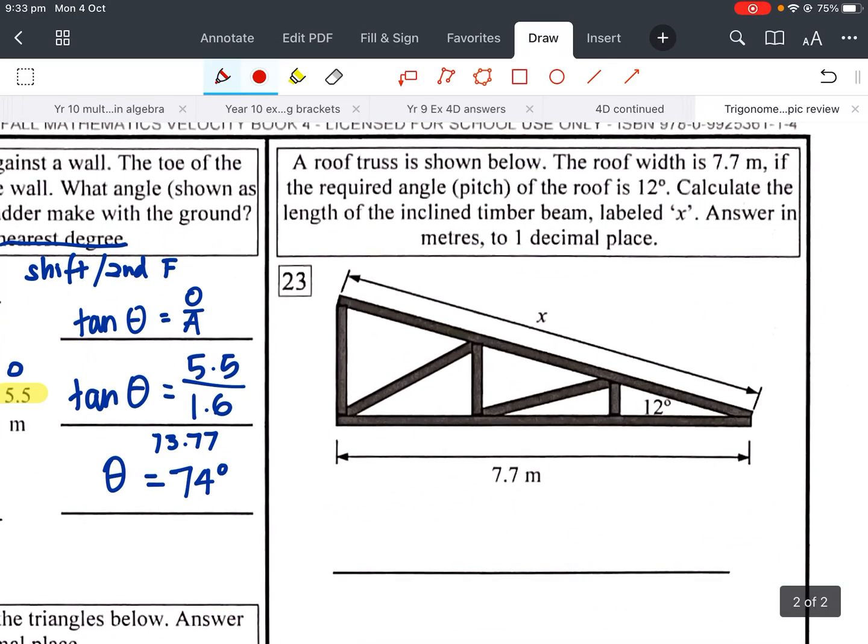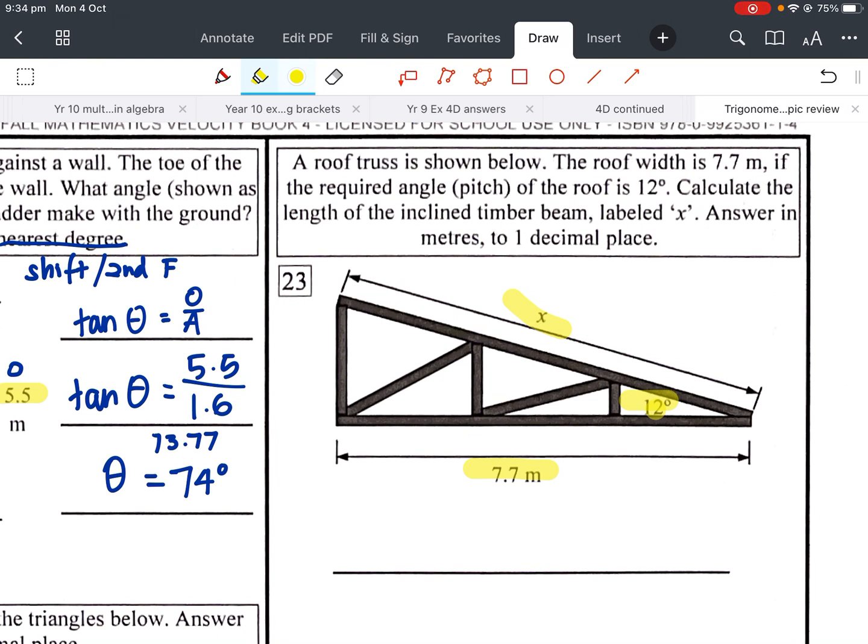Two more questions and then we're done. A roof truss. If you're going to be a builder, that's the woodwork that goes on the inside that holds everything up. It's part of the framework. It's shown below. The roof width is 7.7. It's written down here. If the required angle pitch is 12, that's that one there, calculate the length of the inclined timber beam. So we need to work out that one.